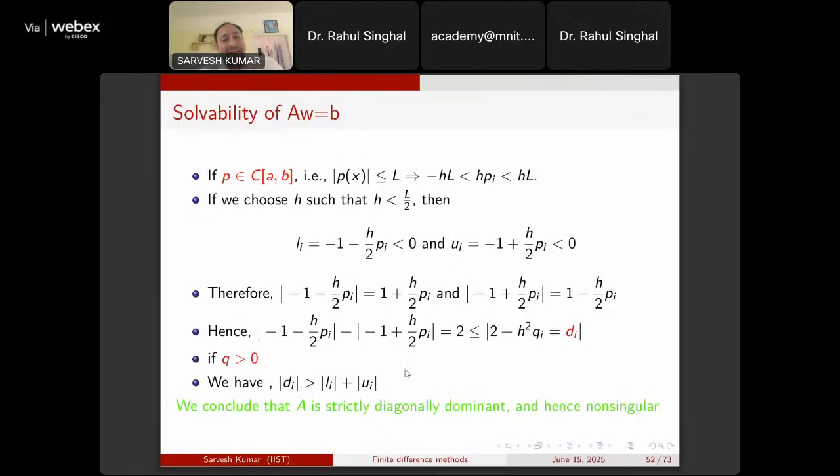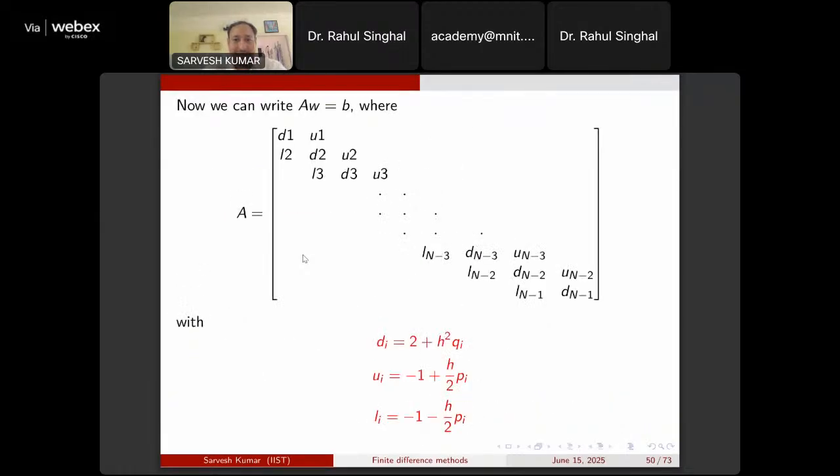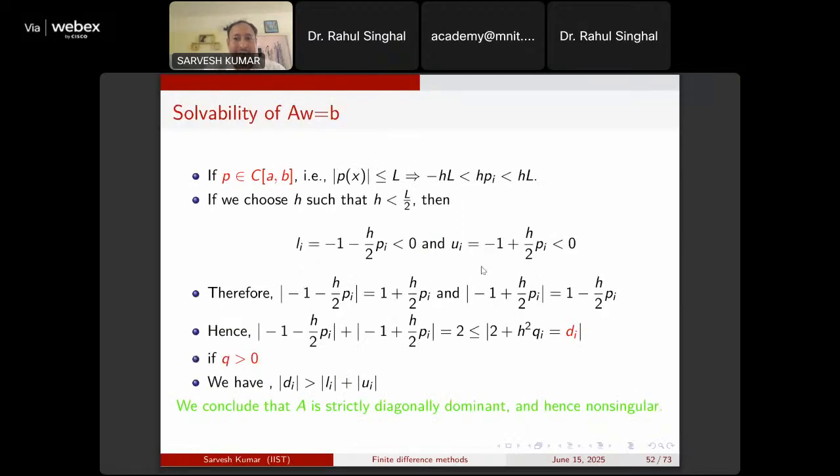So how do I show that this is SDD? We can do it with a similar analysis. Let's say P is in C[a,b], your continuous function. That means it is bounded, so you have this inequality. If I choose h such that h is less than 2 over L, then I can compute my Li and Ui, which are given here. Therefore, with some simplification, this is this and this is this. So I can prove that the modulus of Di is strictly greater than the modulus of Li plus the modulus of Ui. That means I have SDD.